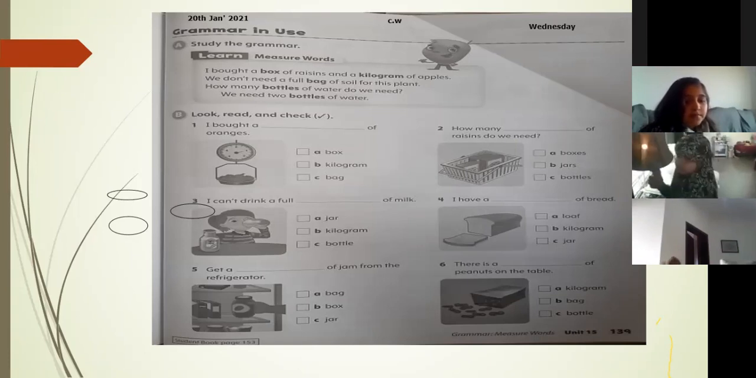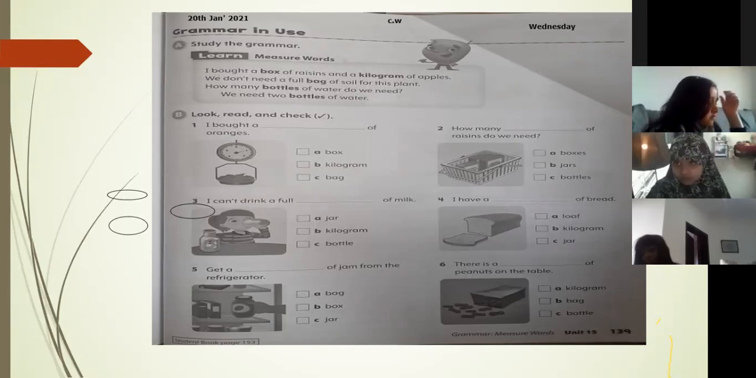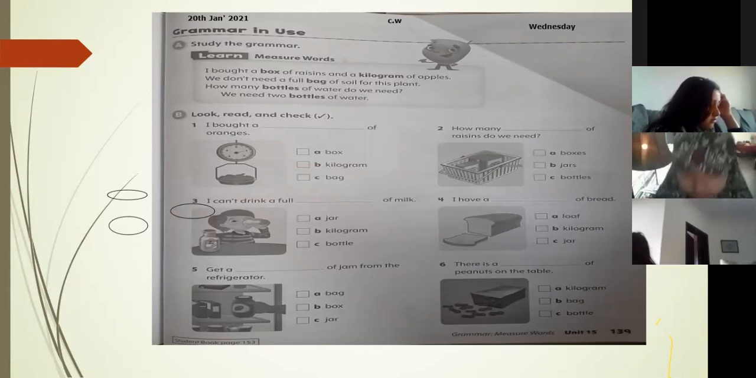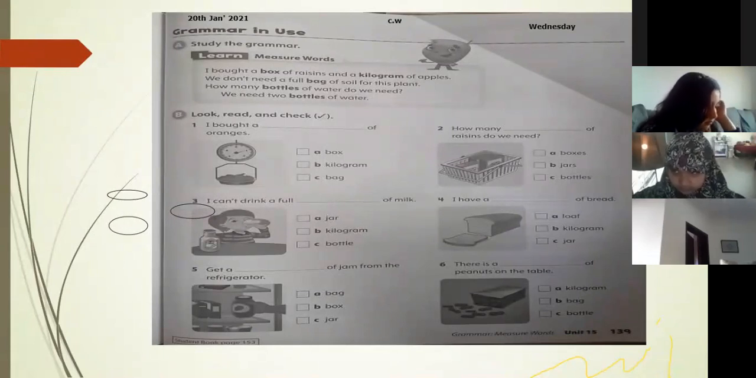Okay, girls, as you see on this page, first of all, let's see how they have used these ones. I bought a box of raisins and a kilogram of apples. We don't need a full bag of soil for this plant. How many bottles of water do we need? We need 2 bottles of water. So there are different measure words like box, bag, bottles. These are different measure words which they used. Please don't make annotations. This is very bad, girls.